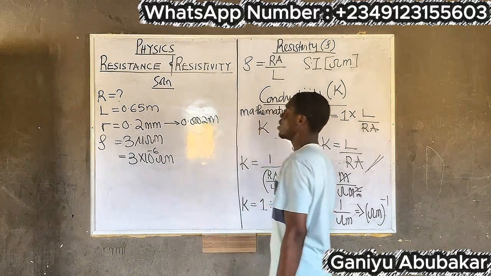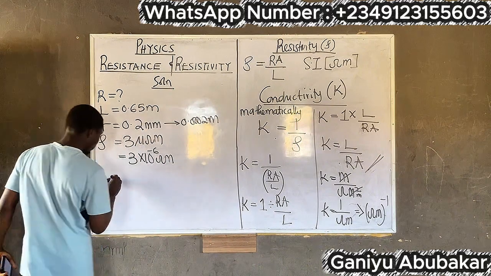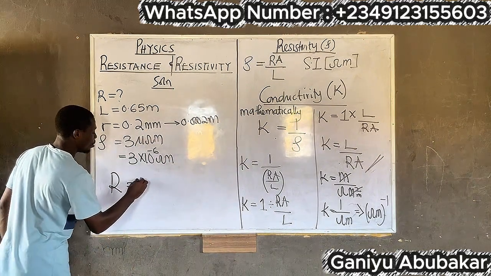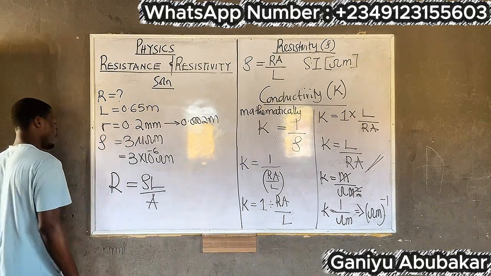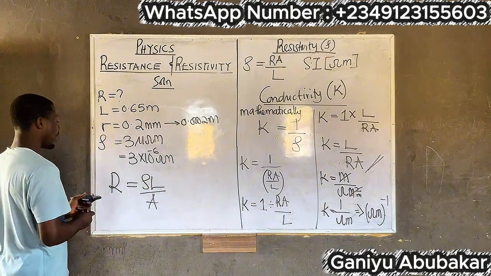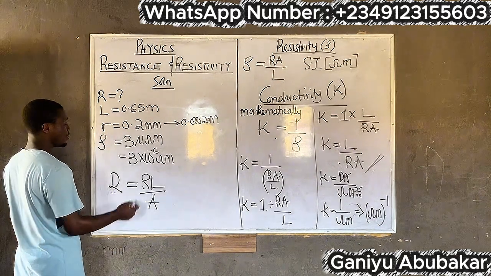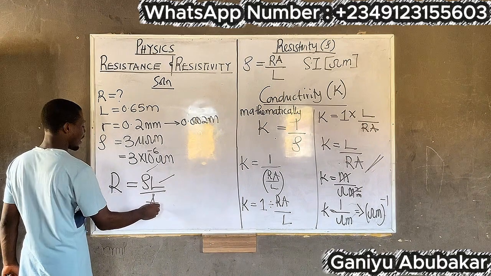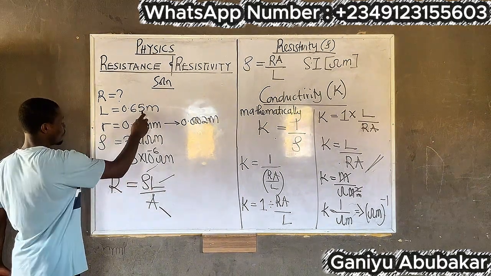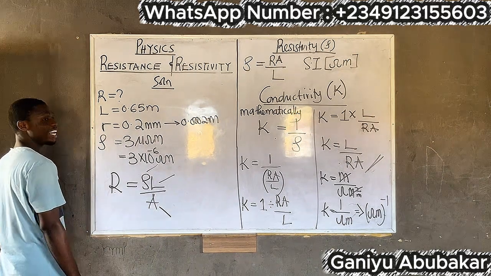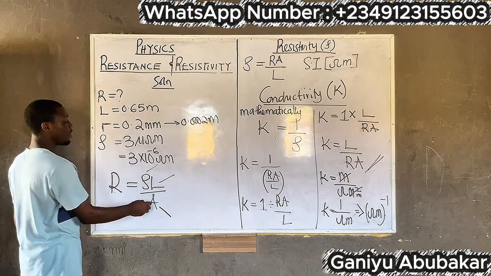We know that resistance R is equal to rho L all over A. To get R, I need 3 things: rho, L, and A. Am I given rho? Yes, it's given. Am I given length? It's given. Am I given area? No, area is not given. But I'm given radius, so there's a way I can relate area with radius.